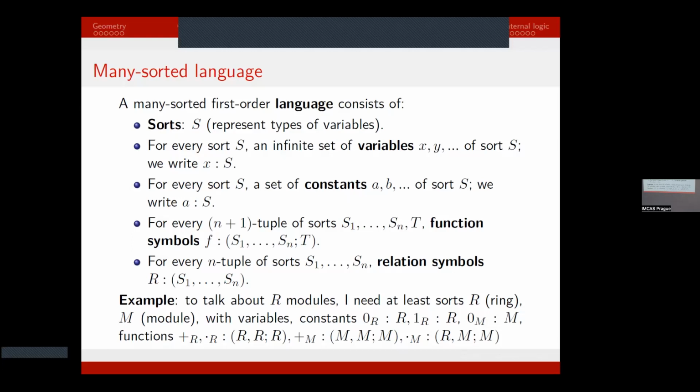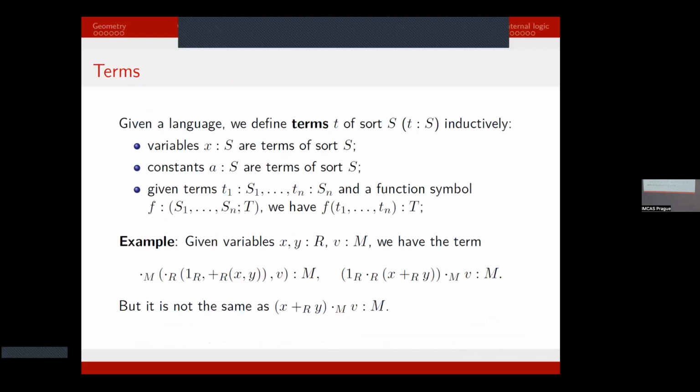Language meaning it's only the alphabet. Now it's time to put the alphabet together to create words. And now you see why I like this subject. Right? So given a language, we define a term t of sort S. So terms always have a sort associated to them, and we denote it by t : S. And we define them inductively. So the atomic terms are variables and constants. Every variable is a term of sort S, and so is every constant.